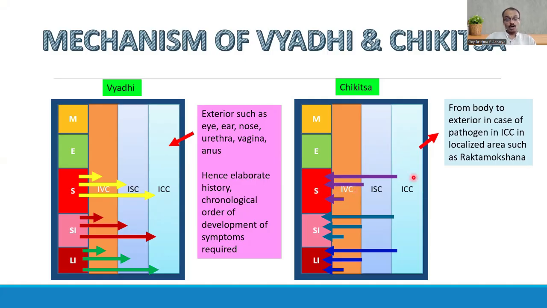Suppose the pathogens are not present in the intracellular compartment but are present in the interstitial compartment, then we have to bring them into the intravascular compartment, then to the stomach. Suppose the pathogens are not present in the interstitial as well as the intracellular compartment, and are present in the intravascular compartment, then we have to make them go into the stomach, then eliminate them in the form of Vamana.